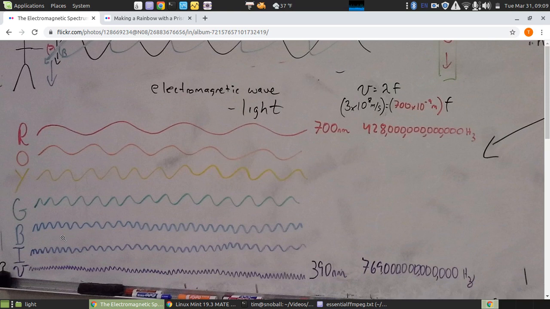And they can go from much longer wavelengths than red all the way up to much shorter wavelengths than violet. So light is one part of something big that we call the electromagnetic spectrum. And let's look at some of the other pieces of the electromagnetic spectrum.